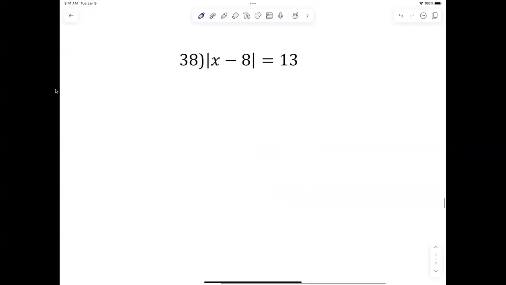Okay, let's break into an absolute value. What time's the bell ring? Are you guys? Oh, we still got good time. We're doing excellent. All right.